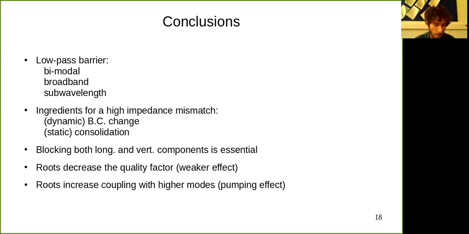And yes, I also studied a bit the effect of the roots. I don't have time anymore to go into it. It would be great to have a solution without roots.